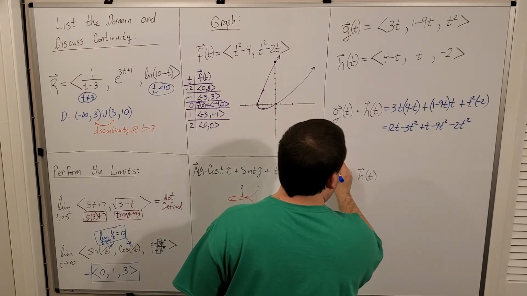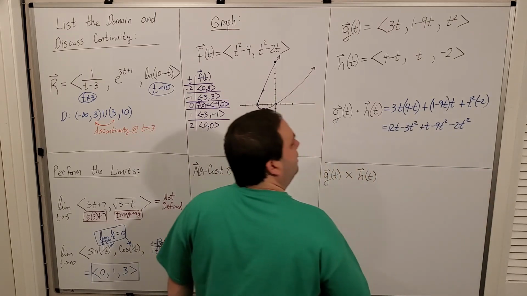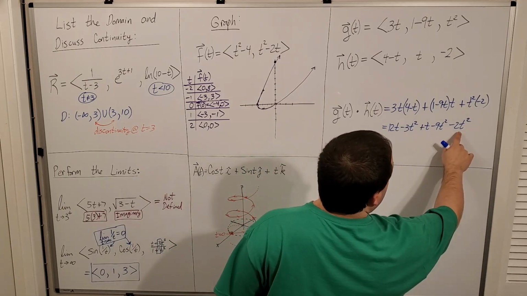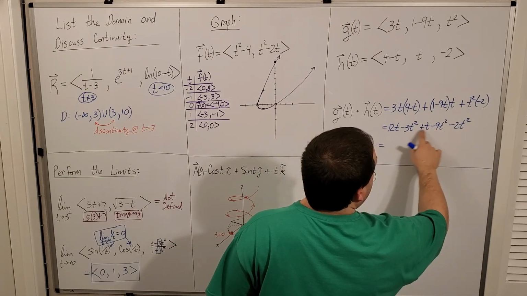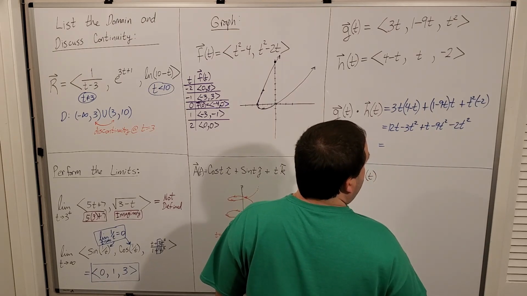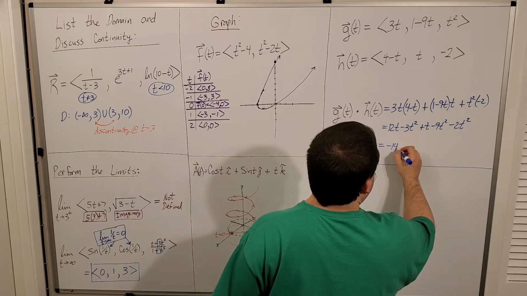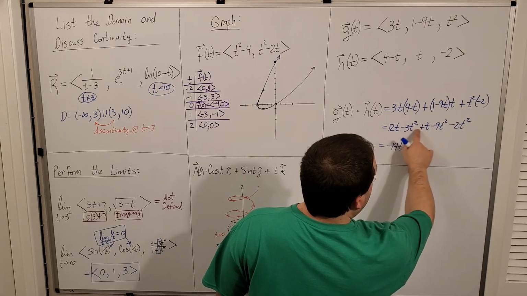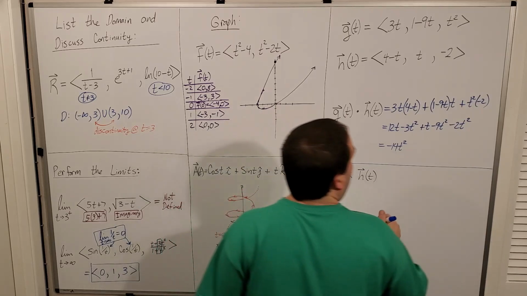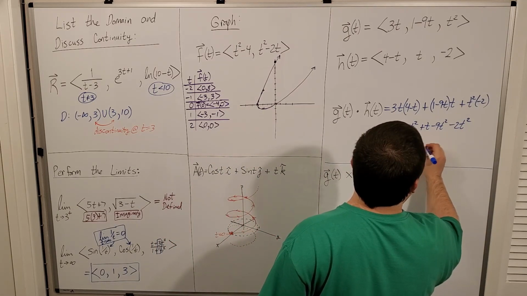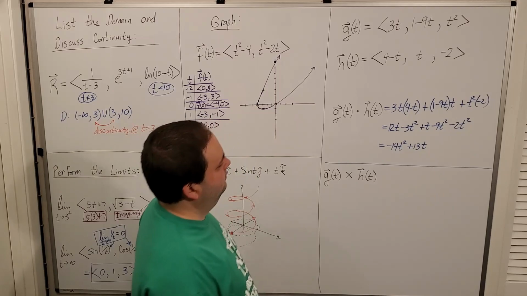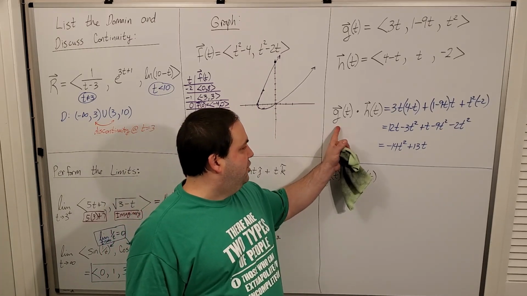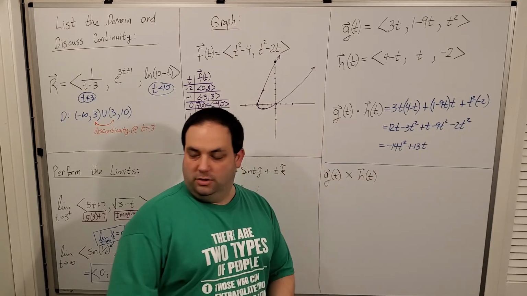Okay, let me draw this separator here. Let's finish this up. Let's see, I've got negative 2t squared, negative 9t squared, and negative 3t squared for a total of negative 14t squared. And then I've got 12t plus t here, which gives me plus 13t. So that's what the dot product of the g function and the h function is.